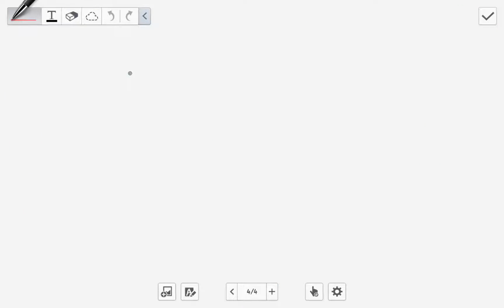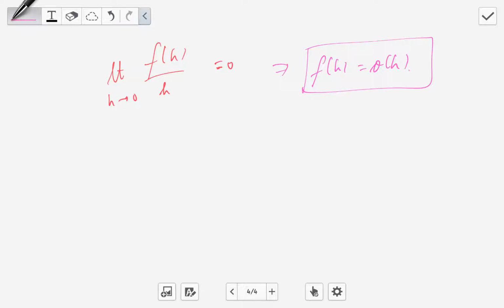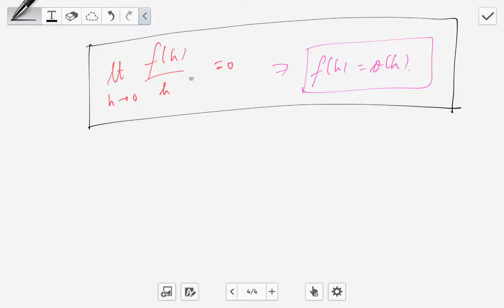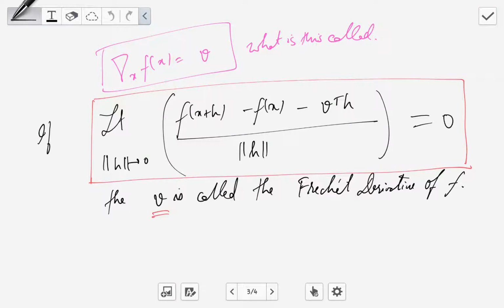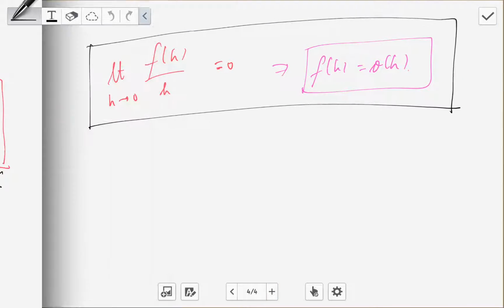Now suppose I have something like f of h by h, limit h tends to 0 is equal to 0. How do we write this in small o notation? We write this as f of h is small o of h. Okay, small o notation. This means that f of h will grow slower than h, with some constant. This is what it means, right?